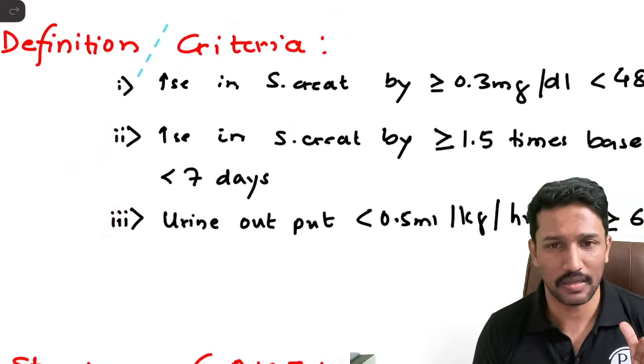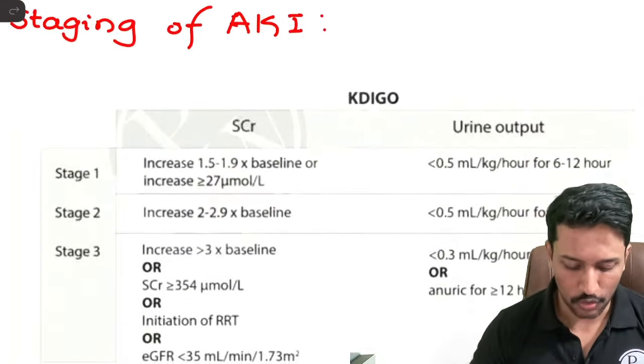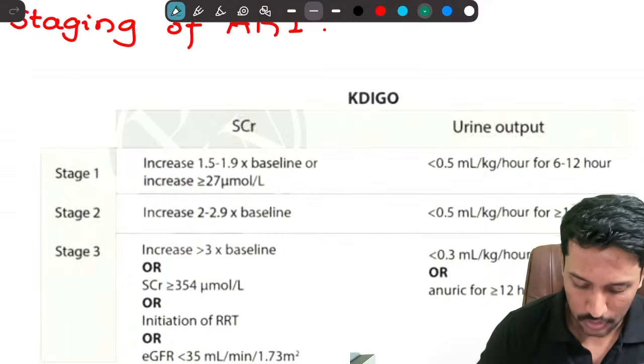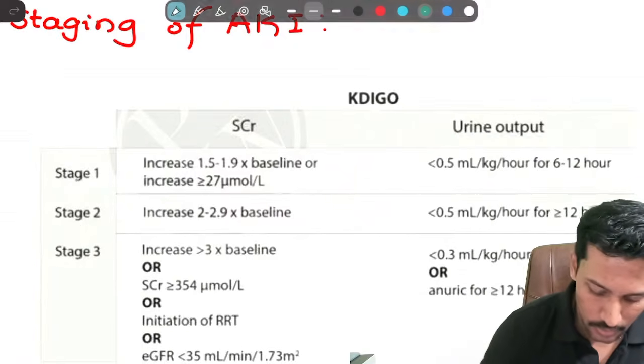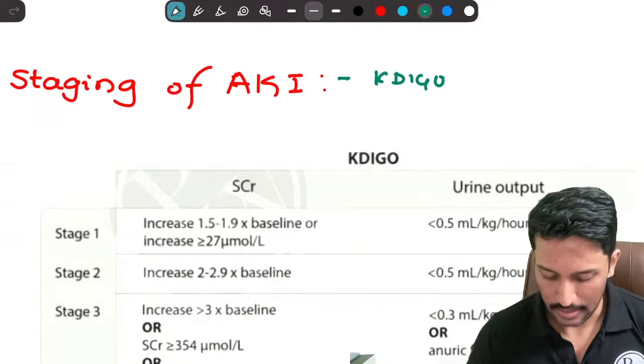Means we are looking at serum creatinine and urine output. So there will be three major stages of acute kidney injury according to the KDIGO staging. So we'll call this staging the KDIGO staging of AKI.